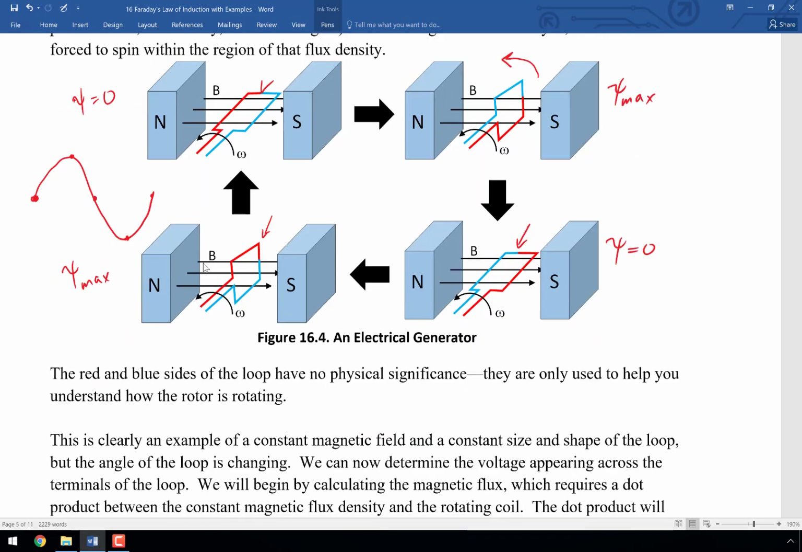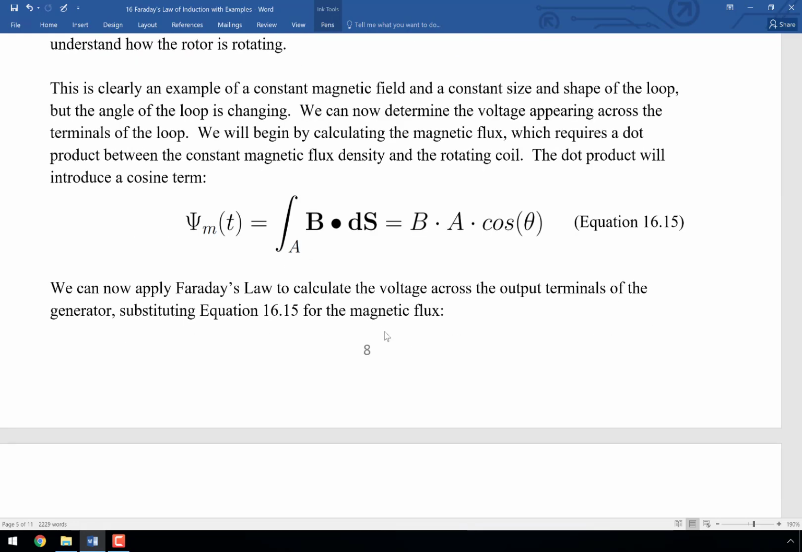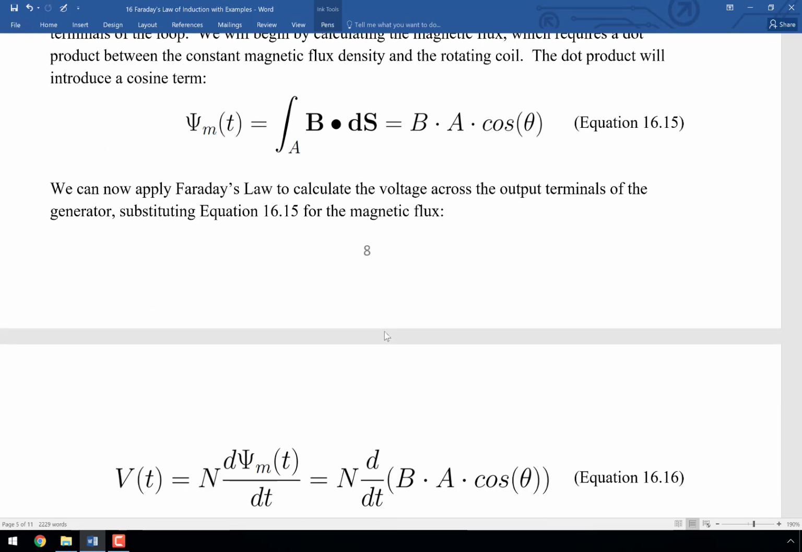So we see here that psi sub m is equal to the surface integral of B dot dS. So that's B times A times the cosine of theta. B is totally constant. B is not moving at all. A is going to be a constant quantity that is rotating, and the rotation is represented by that cosine of theta. So now we're going to apply Faraday's law to calculate the voltage across the output terminals of the generator.